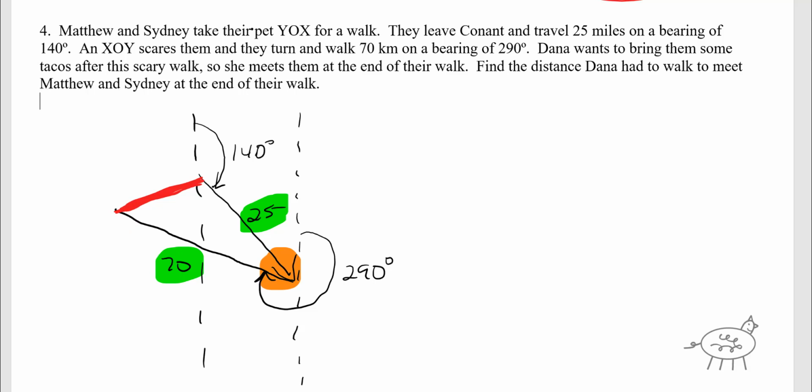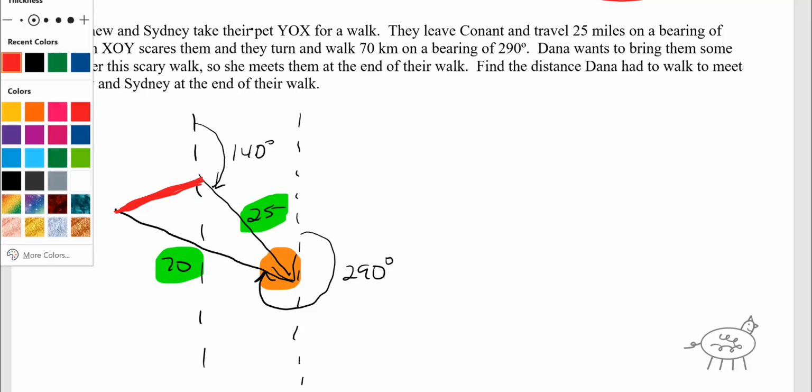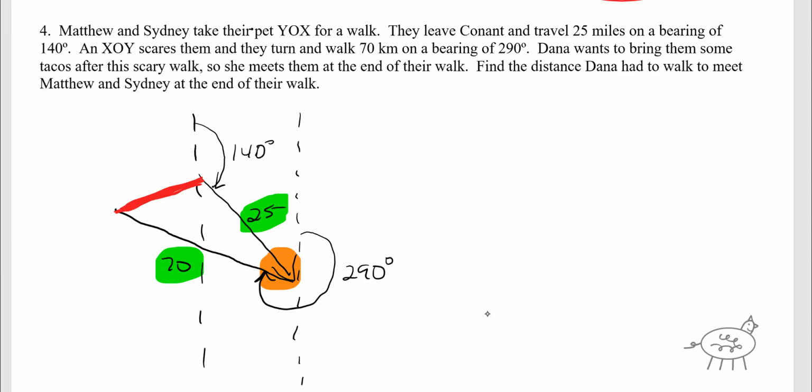All right, so a couple things I can do is, before I even use that 290, let's change colors here. Let's do blue. So if this is 140, do you guys agree that angle there is 40 degrees, right? Because it's 180 degrees total. 180 minus 140 is 40. So if that's 40, do you guys agree, alternate interior angles, that's 40 degrees as well.